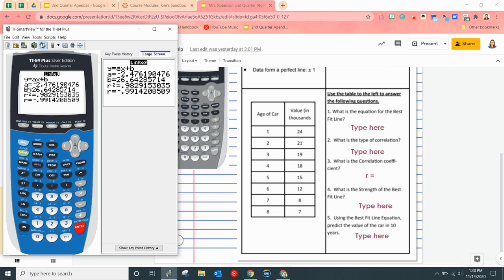Now usually we just get A and B and we're done. But because we turned on the stat diagnostics at the very beginning, now we're getting values for R squared and for R. All we're really interested in is A, B, and R. We don't really care about R squared. That's important when you're doing statistics, but we don't care about that.